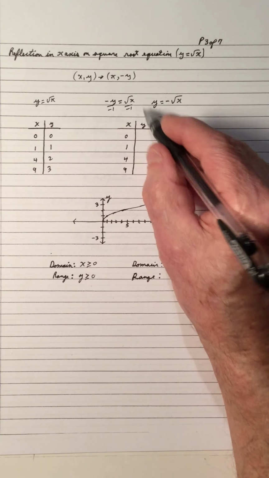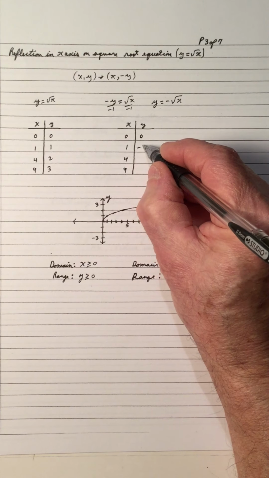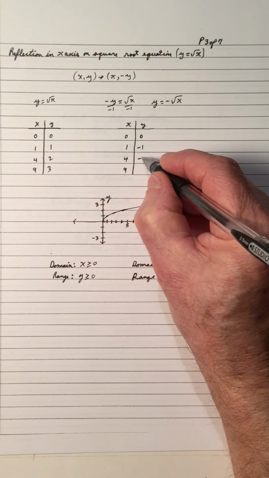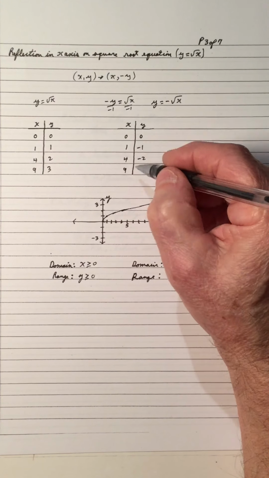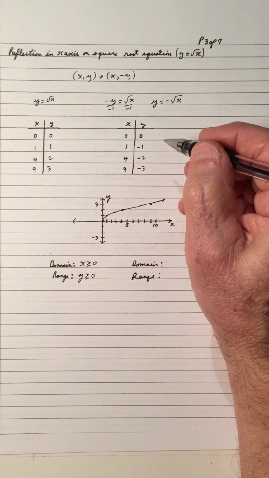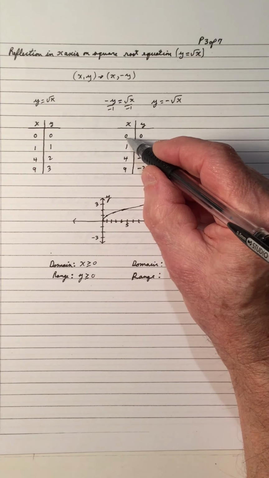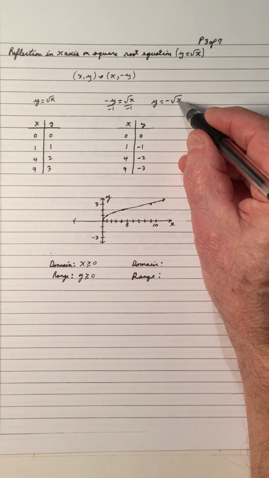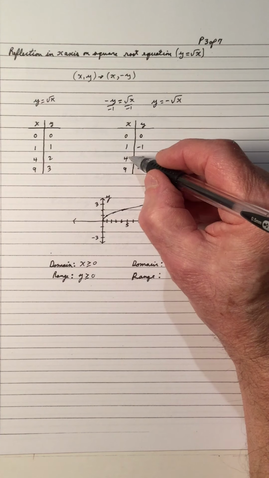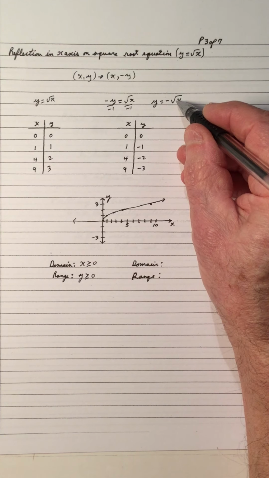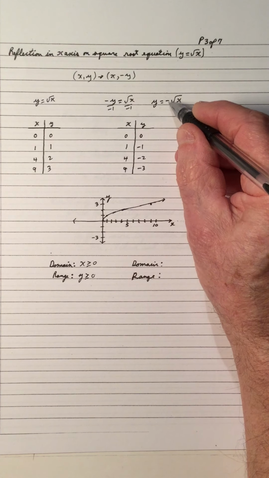Notice the y values are changing. So the opposite of 0 is still 0. The opposite of 1 is negative 1. The opposite of 2 is negative 2. The opposite of 3 is negative 3. The y values are changing to negatives. And another way, if you put these values in for x: x is 0, y is 0. x is 1, the square root of 1 is 1, negative 1. Put 4 in, square root of 4 is 2, negative 2. Put 9 in, square root of 9 is 3, negative 3.